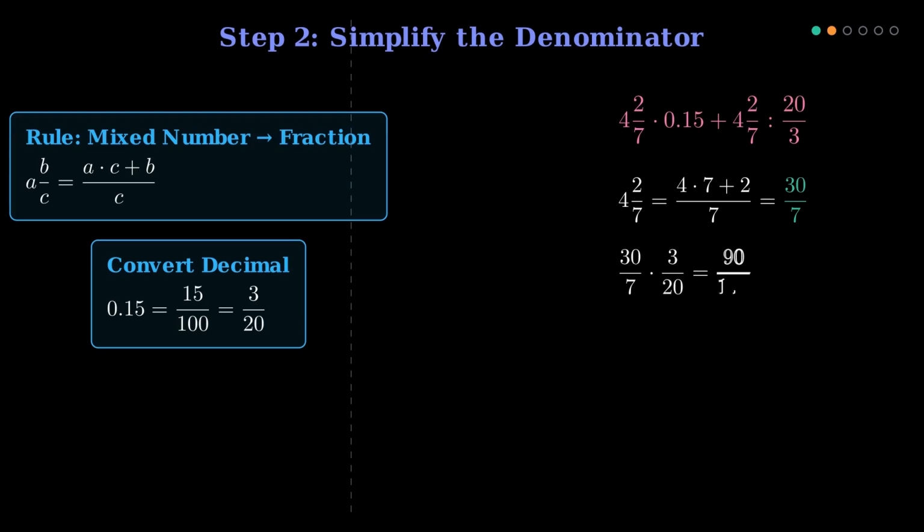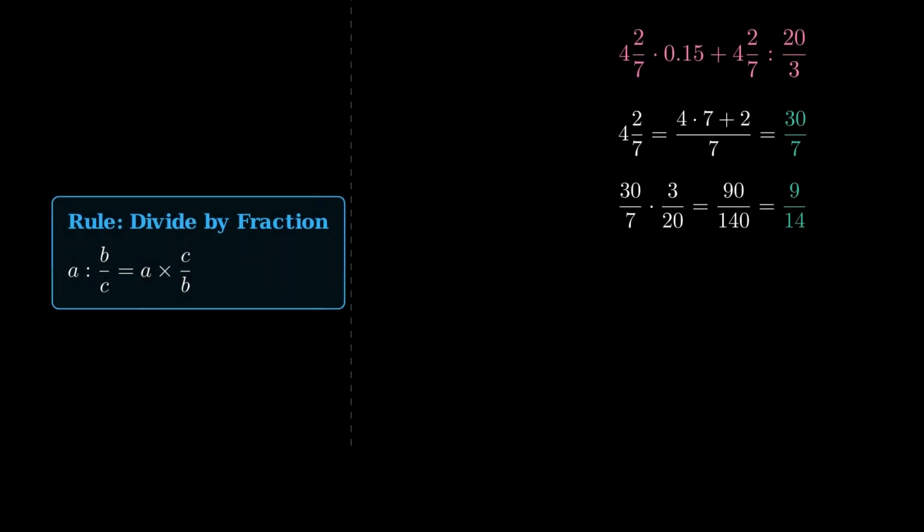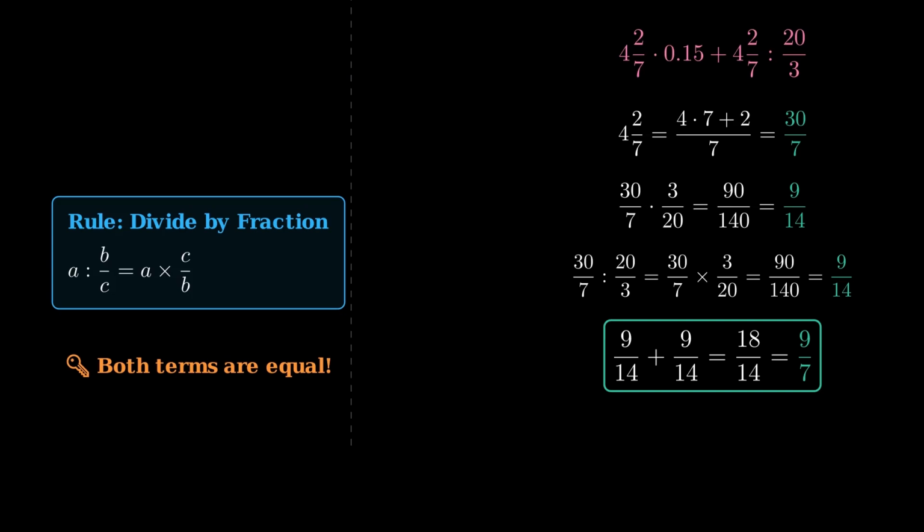Let's compute the first term. 30/7 times 3/20. Multiply straight across. 90 over 140, which simplifies to 9/14. Now the second term. 30/7 divided by 20/3. Remember, dividing by a fraction means multiplying by its reciprocal. So we flip 20/3 to 3/20 and multiply. 30/7 times 3/20 equals 90 over 140, which is also 9/14. Look at that. Both terms give us 9/14. Now we add them. 9/14 plus 9/14 equals 18/14, which simplifies to 9/7.